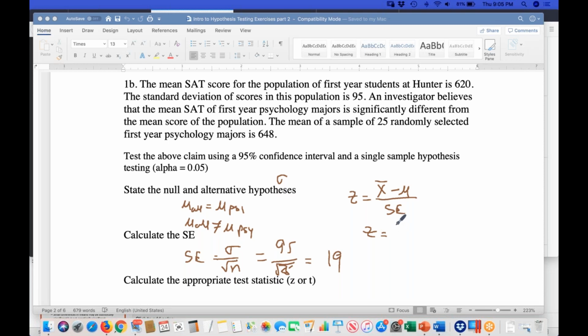Z is equal to 620, 648, the same numbers. Yeah, 28 over 19. That's even smaller, maybe just 1.4. So again, we failed to reject the null hypothesis. I bet the one before this, I probably was looking for a bigger difference. It should have been a bigger difference so that we could reject. That's okay, we get the same result. We need that to be bigger than 1.96 to make sure they're far enough apart to be 95% certain, with less than a 5% chance of being wrong.